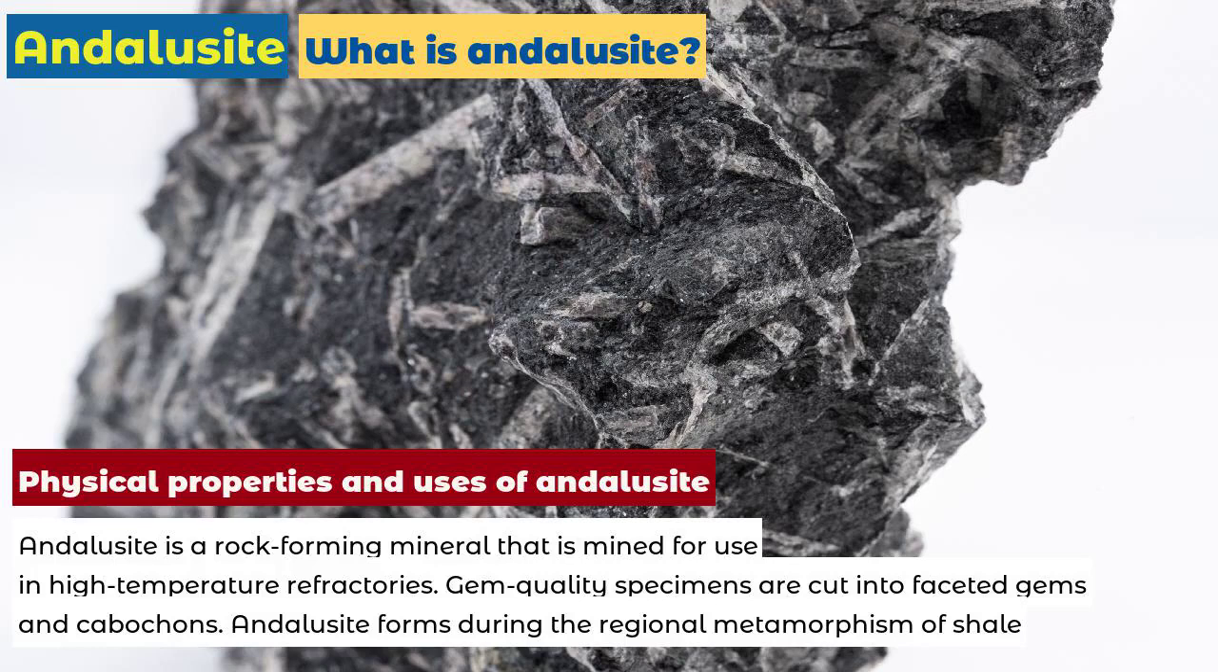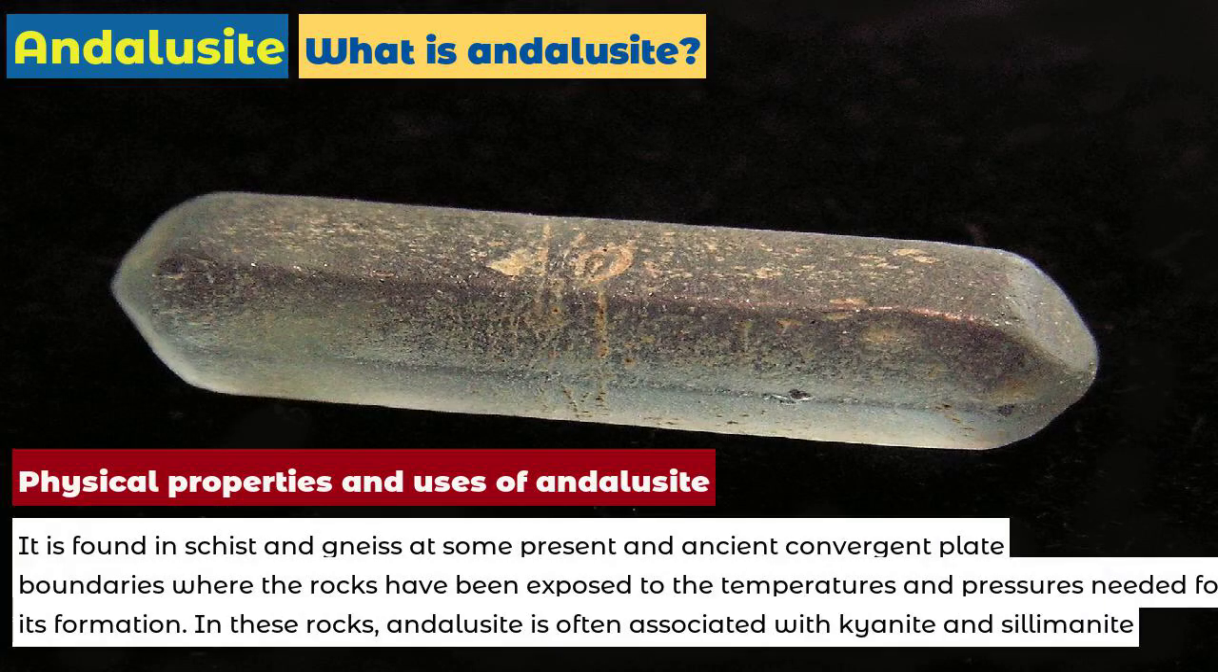Andalusite is a rock-forming mineral that is mined for use in high-temperature refractories. Gem-quality specimens are cut into faceted gems and cabochons. Andalusite forms during the regional metamorphism of shale.